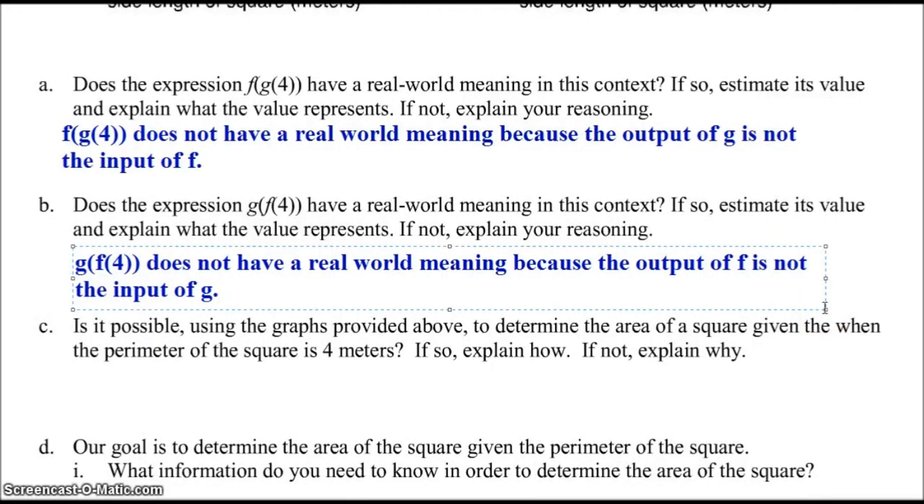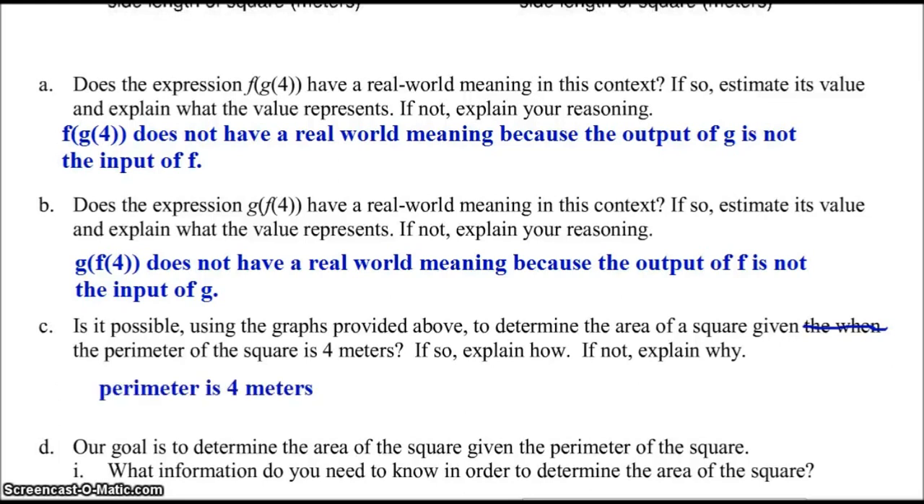Part C. Is it possible, using the graphs provided above, to determine the area of a square given the perimeter of the square is 4 meters? If so, explain how, if not why. So let's just think about what we have for a second. The perimeter is 4 meters. And can we determine the area of the square? Let's go look back up at how our functions f and g are defined up here.